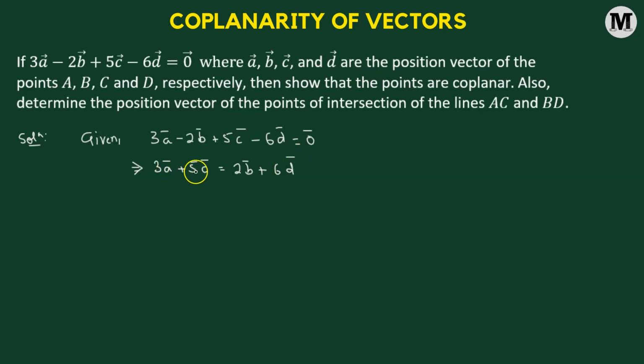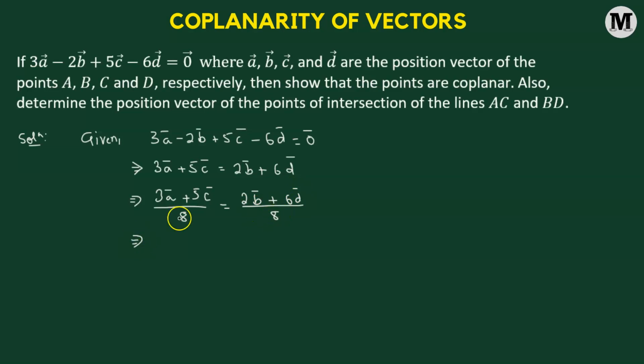Now if we add up the coefficients of a vector and c vector on the left hand side, so 3 plus 5, that adds up to 8. And the coefficients of b vector and d vector on the right hand side also add up to 8. What we'll do, we'll divide both sides by 8. So we have 3a vector plus 5c vector over 8, and on the right hand side we have 2b vector plus 6d vector divided by 8.